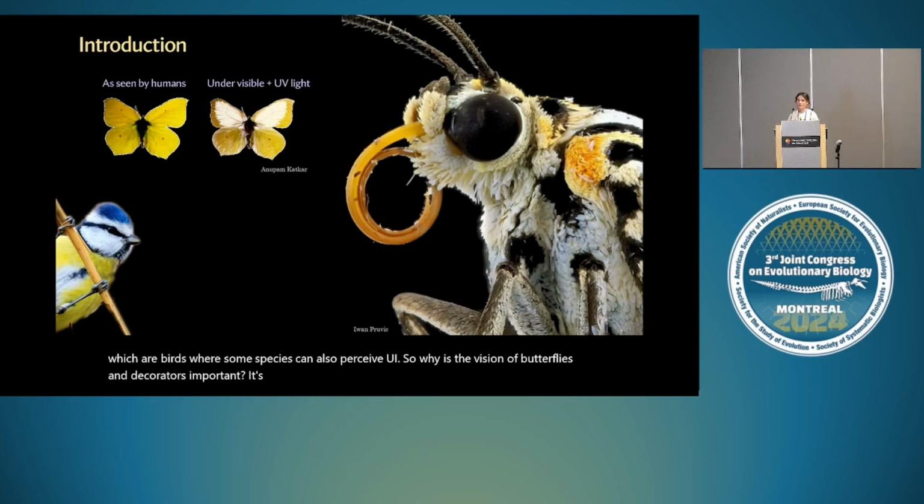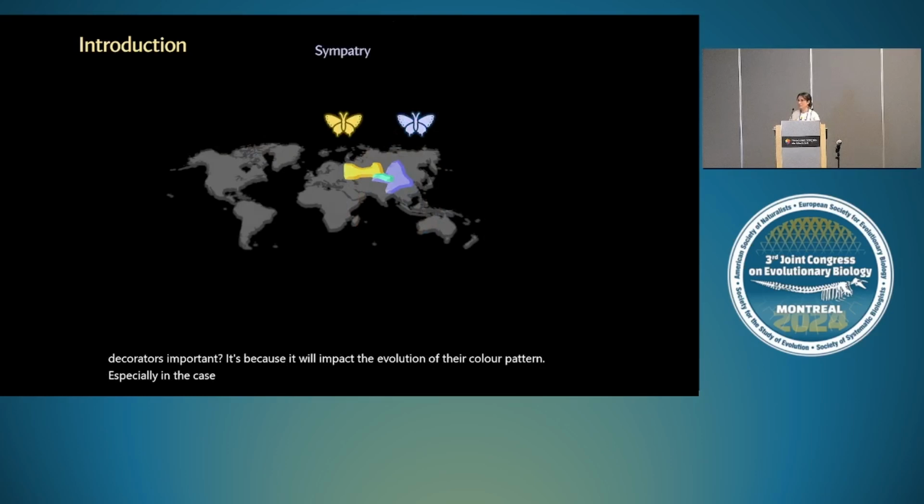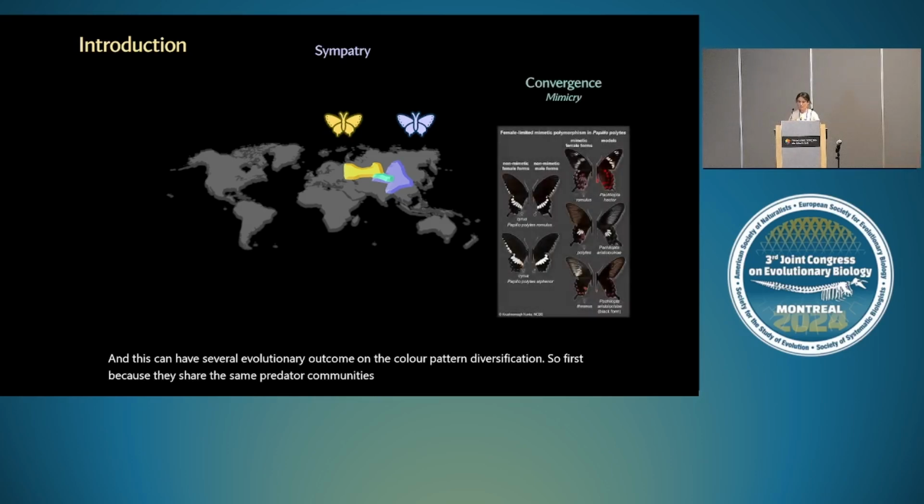So why is the vision of butterflies and their predators important? It's because it will impact the evolution of their color pattern, especially in the case of sympatry. Sympatry is when species share some part of their geographical range and frequently encounter each other, which means that they will interact. This can have several evolutionary outcomes on their color pattern diversification. First, because they share the same predator communities, it can lead to the convergence of their color pattern via mimicry. Mimicry is when species that can be very distantly related display a very similar color pattern that is associated with some kind of toxicity, for example.